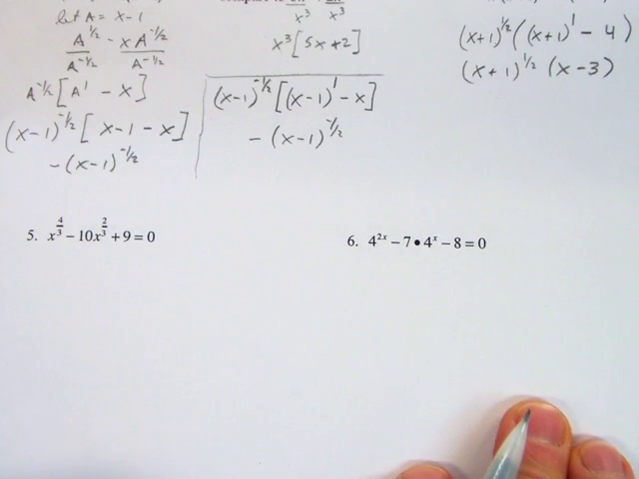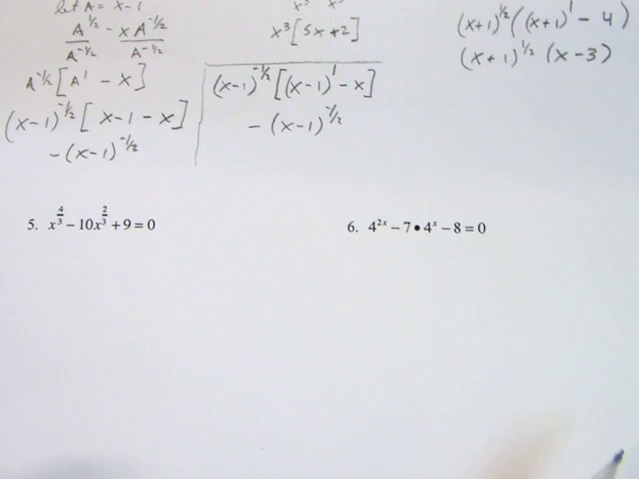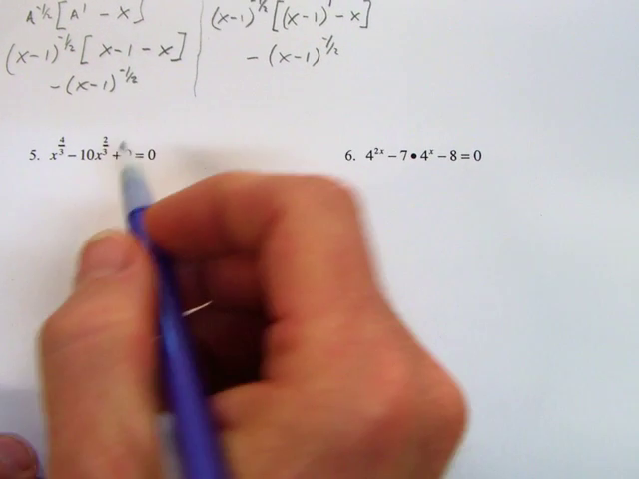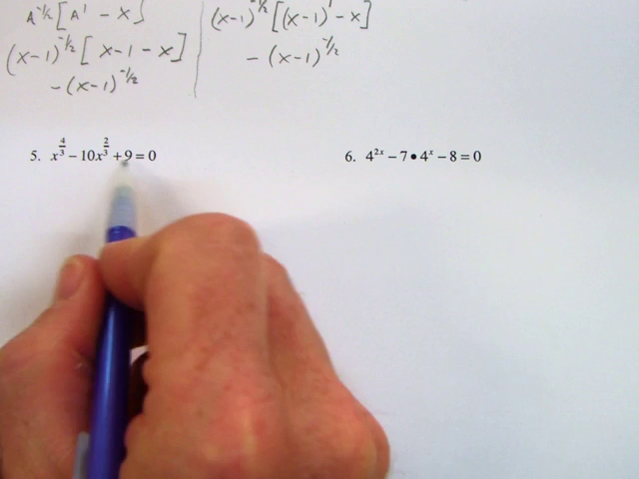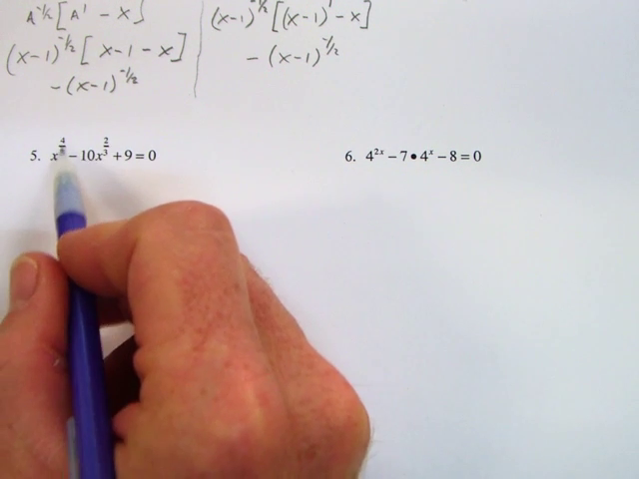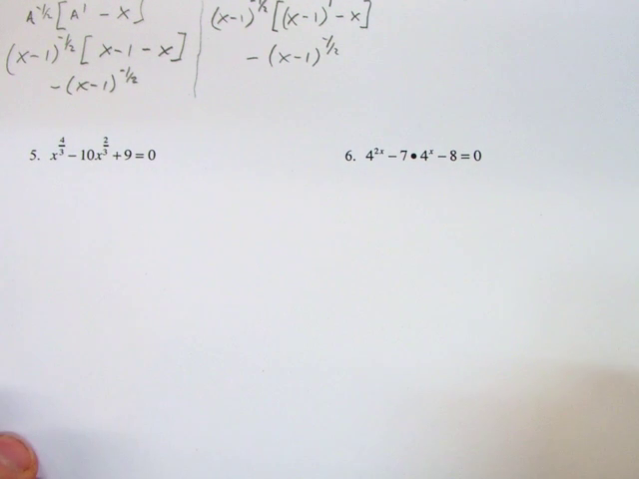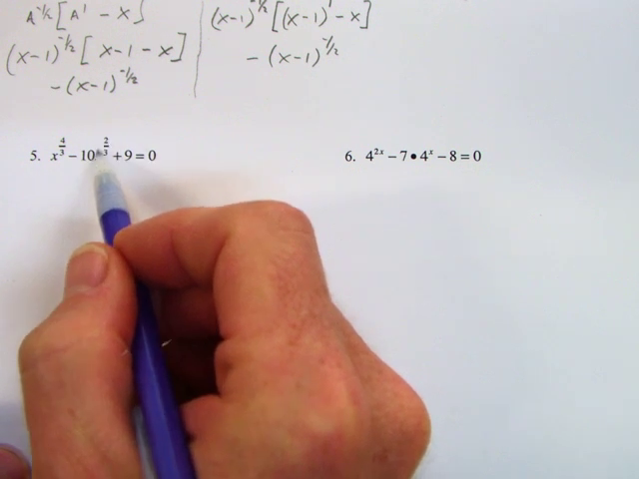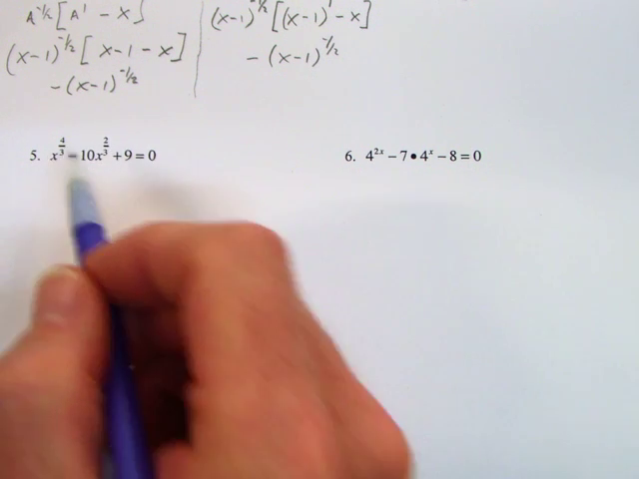Number 5. Now we've seen a problem similar to this before, and let's see what we can do with it. What do you notice about this problem? We have x to the 4/3 and x to the 2/3. Number 1, we only have 3 terms. That's a key idea here. What could you do to x to the 2/3 to get x to the 4/3?